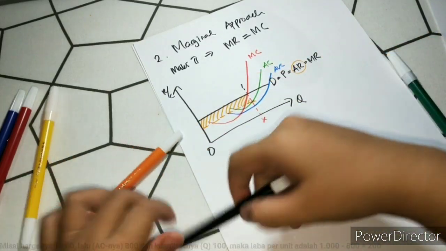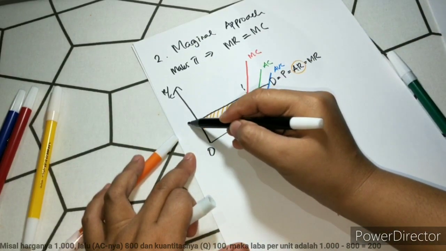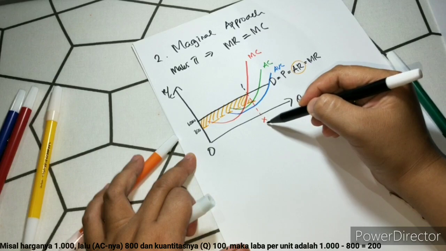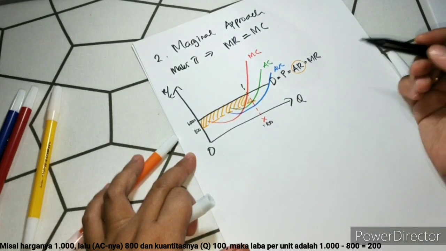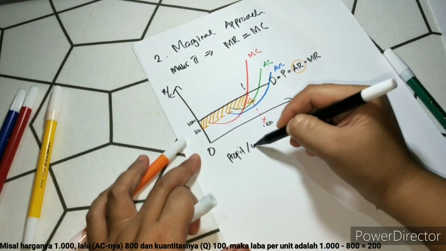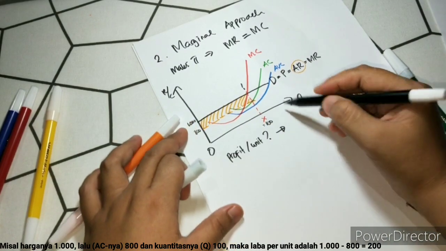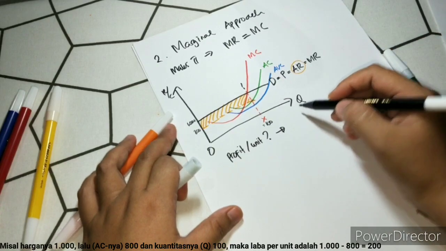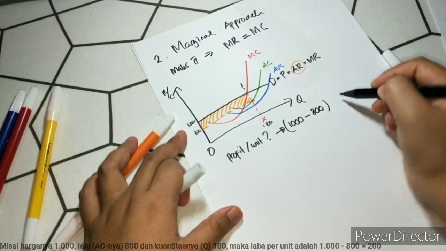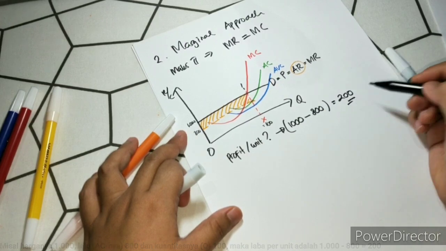So let's say this is the price. This is 1000 and this is 800, and this is X equals, let's say, 100. How much is the profit per unit? The profit per unit equals 1000 minus 800, which equals 200. This is the profit per unit.